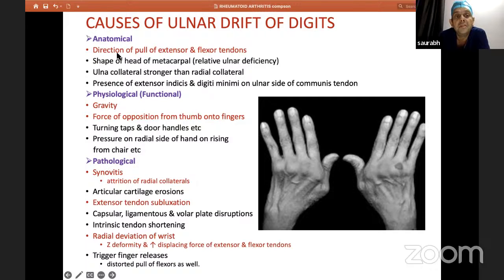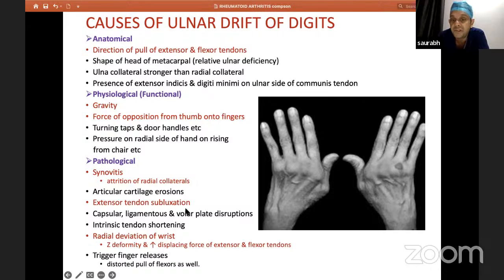But a few reasons, for example, the direction of the pull of extensors and flexors. Because extensors, as you can see, tend to drift ulnarwards, they are going to pull the fingers ulnarwards also. Then with gravity, the wrist will tend to go radialwards and the fingers ulnarwards. And then the force of opposition from the thumb onto the fingers. As I make a pinch, I'm pushing the fingers to the ulnar side. Then of course, attrition of the radial collaterals. If the radial collaterals go, the fingers are going to go ulnarwards.